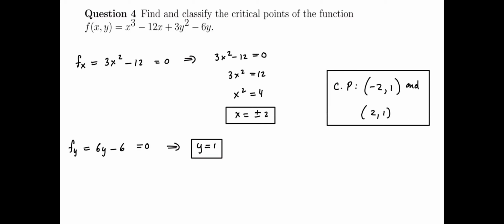Now we need to classify them. That means we need to go ahead and test our Hessian at these points. So hopefully you remember what the Hessian is. The Hessian H of x comma y, by definition, is equal to the partial of f with respect to x, x times the partial of f with respect to y, y, so it's the second partials, minus the mixed partial, the second mixed partial of f, squared. That's the definition.